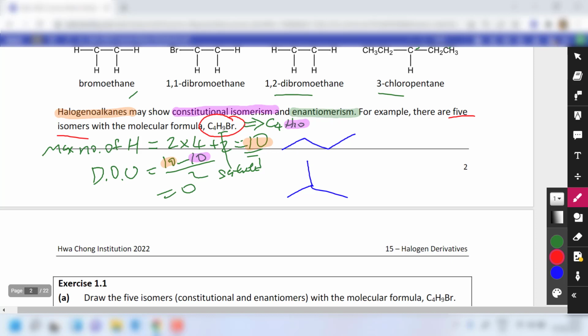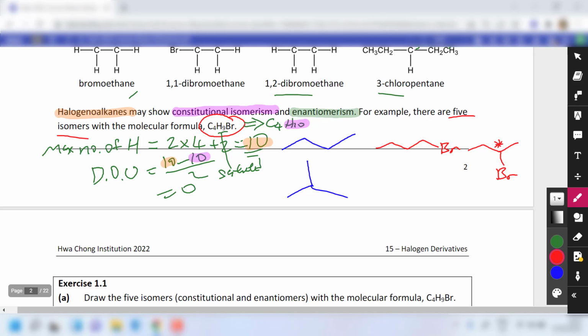our Br. So we can place it at the first position. Okay, so we'll get this, and then we can place it at the second position, and we'll get this. You'll notice that when we place it at the second position, that second carbon is actually a chiral carbon. Okay, yeah, so because it's bonded to 4 different groups. Yeah, so if you're in doubt, please draw it out and take a look.